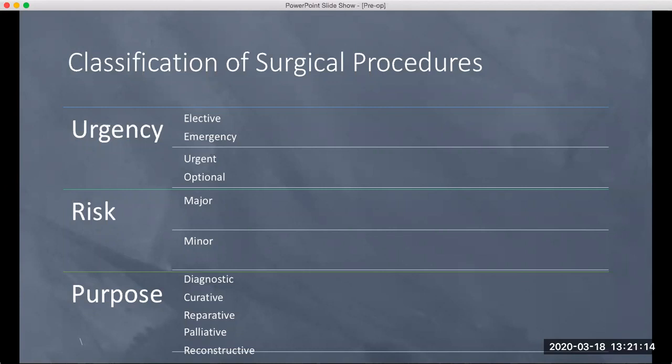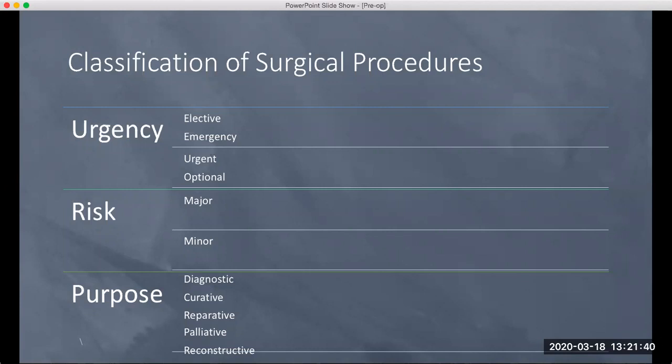Emergency and urgent, those are kind of close in definition. Of course, an emergency procedure is, if you don't go right now, you're going to die. An urgent procedure would be like, you need to have this done, but it doesn't have to be right this moment, but we're going to get you in as soon as we can.